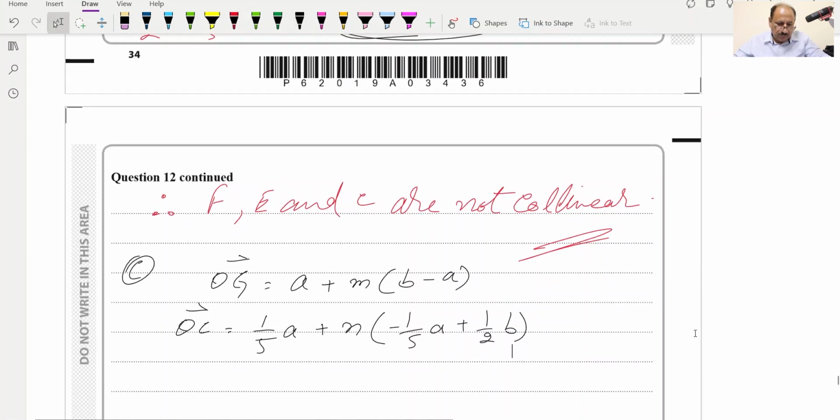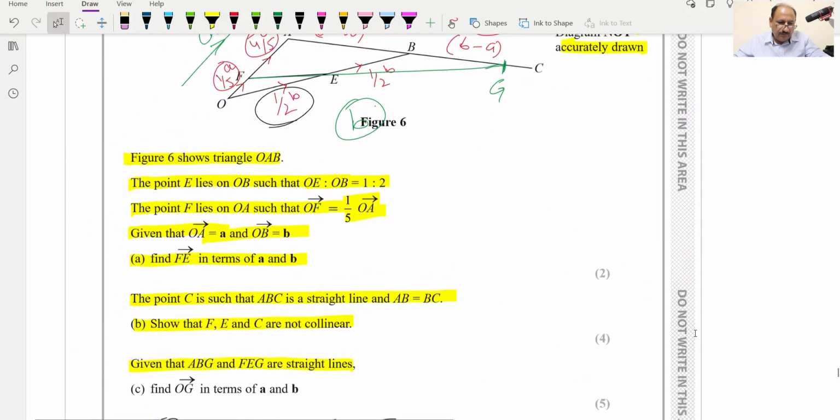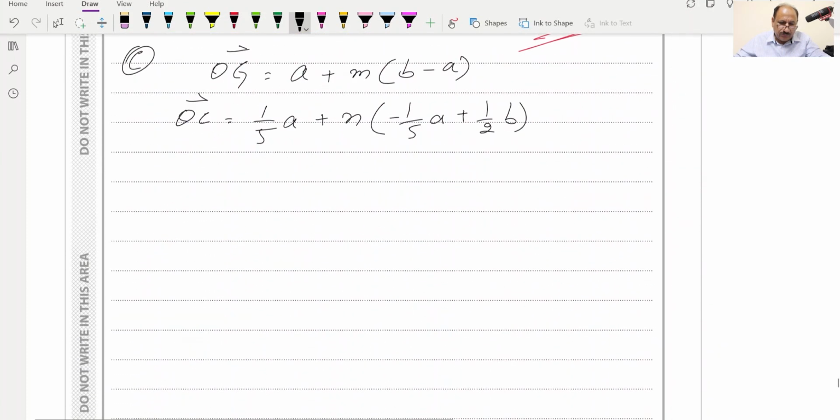This is from where we got 1 by 5a. This is 1 by 5a plus, if we are taking this other route, 1 by 5a, this one, and then this green line which we have drawn like this. So if we are taking this route, then we will be getting this equation which we have written over here. OG is equal to this.